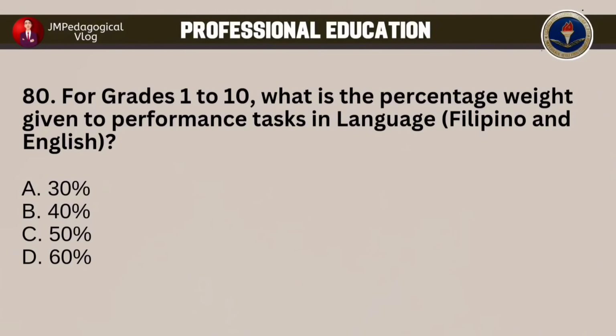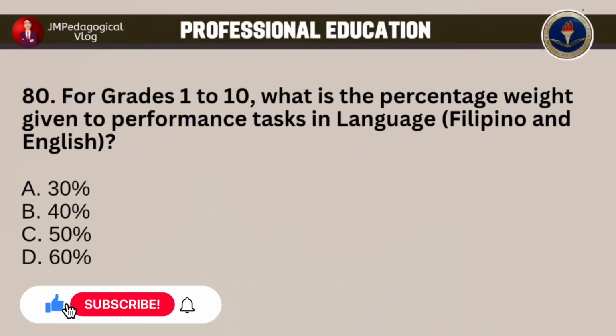80. For grades 1 to 10, what is the percentage weight given to performance tasks in language Filipino and English? A. 30%. B. 40%. C. 50%. D. 60%.